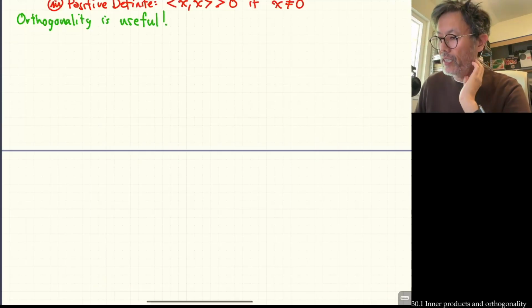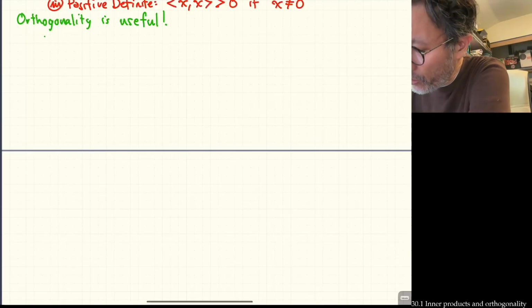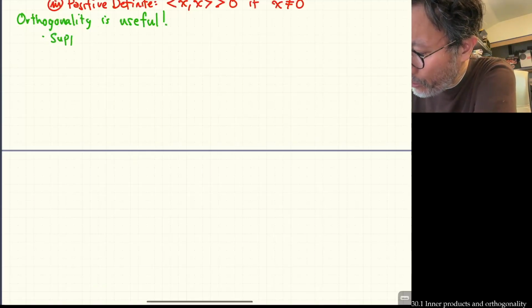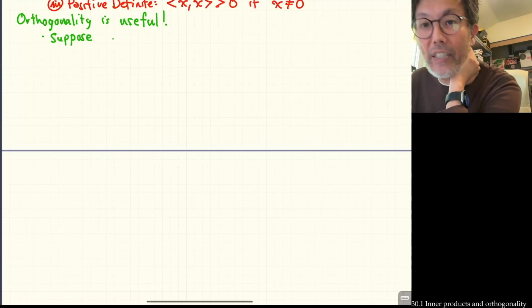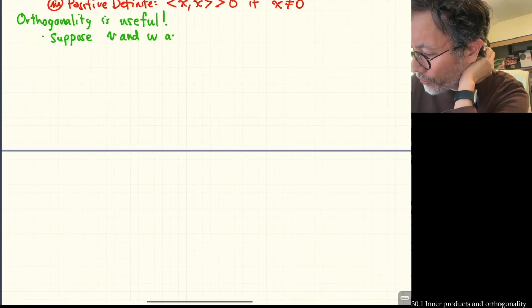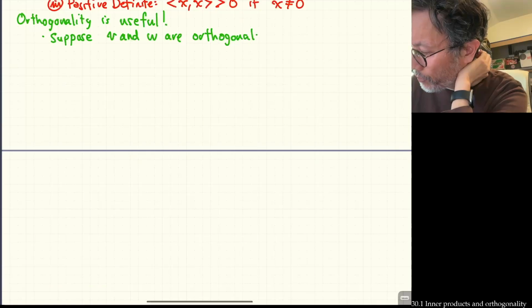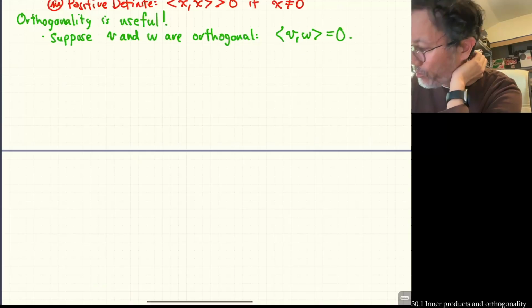So I want to prove to you, or demonstrate to you, that orthogonality is useful. Suppose that we have two orthogonal vectors. Let's call them v and w. Suppose v and w are orthogonal. Of course, what this means is that the inner product of them is zero. So v inner product with w is equal to zero.